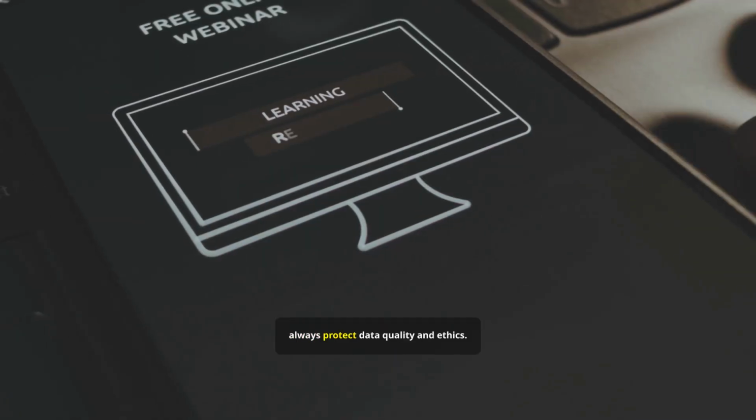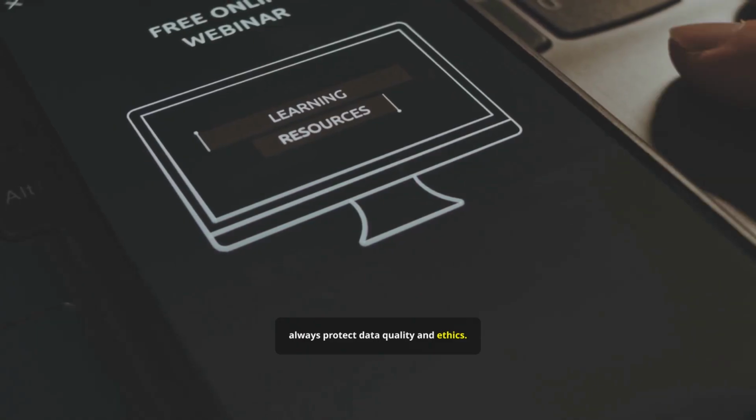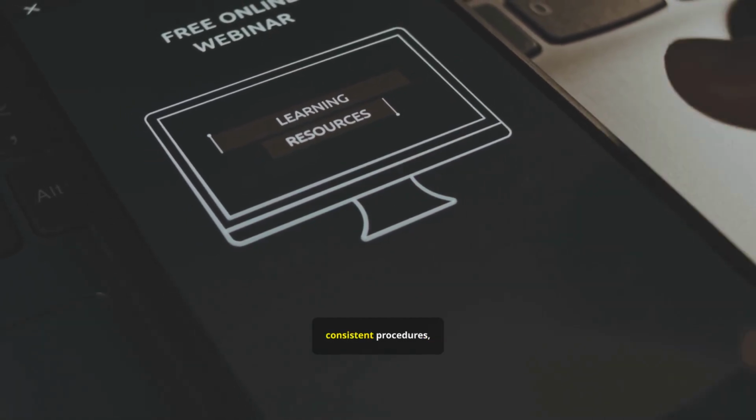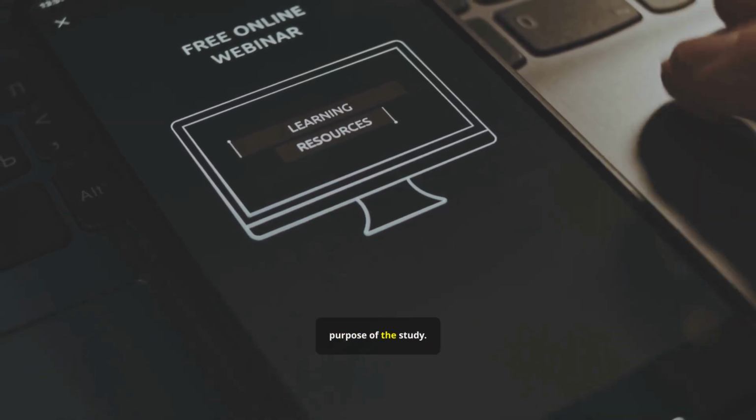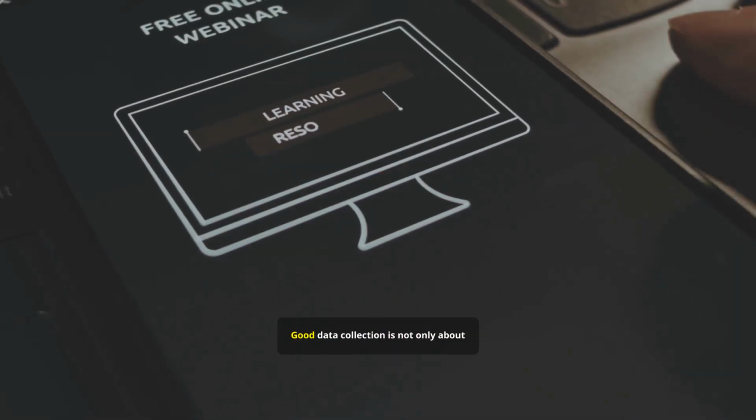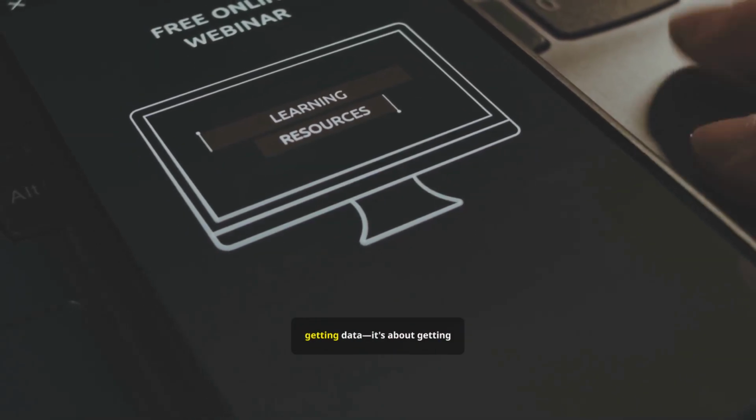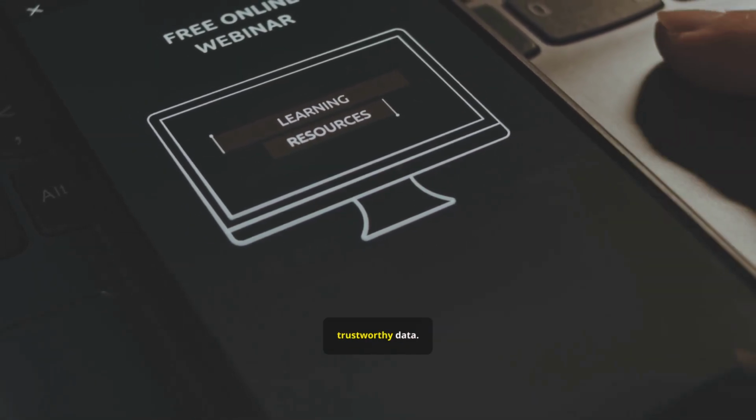Finally, always protect data quality and ethics. Use clear tools, consistent procedures, and ensure participants understand the purpose of the study. Good data collection is not only about getting data, it's about getting trustworthy data.